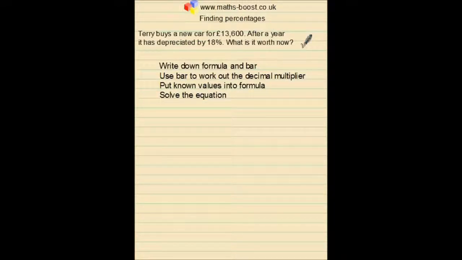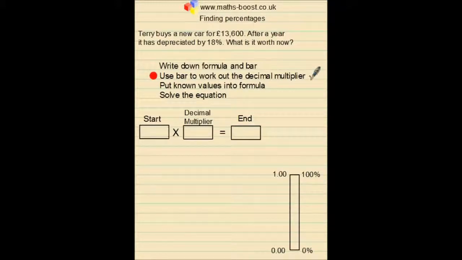Here's a different question. Step 1, we write down the formula and bar. Step 2, we use the bar to work out the decimal multiplier. We always start at 100%, and we can see after a year it's depreciated by 18%. In other words, it's gone down by 18%. And this will take us to roughly here. And so we've gone down by 18% to 82%. And we can see the decimal multiplier would be 0.82.